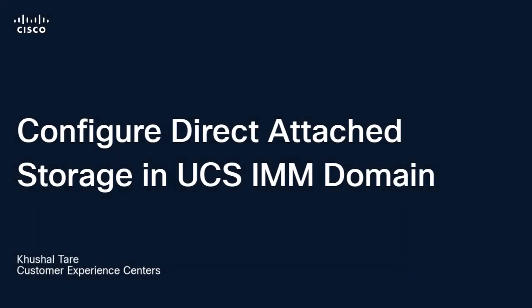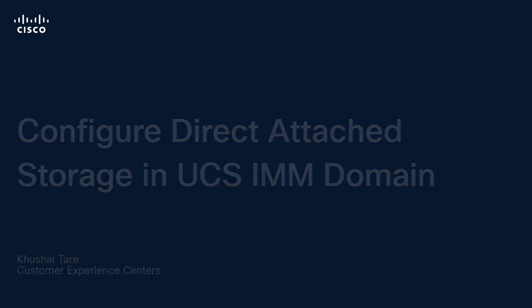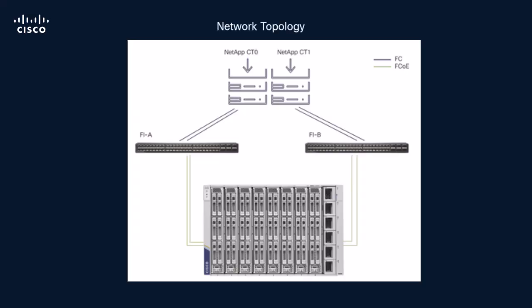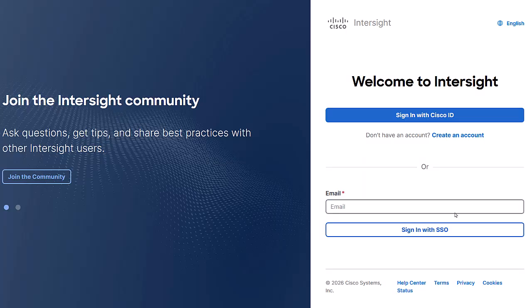In this video, I want to demonstrate the process to configure direct attached storage in UCS Intersight Managed Domain. Here is the network diagram used in this video for reference. To configure, first log into Cisco Intersight using admin account role.